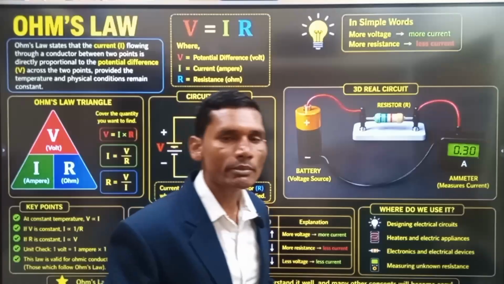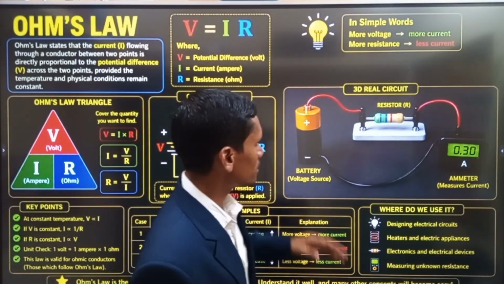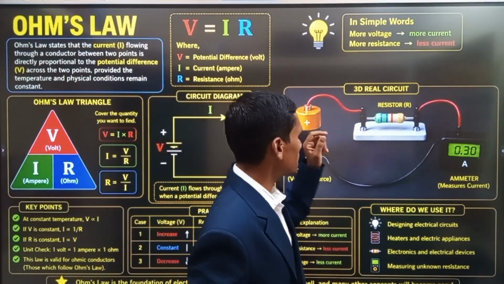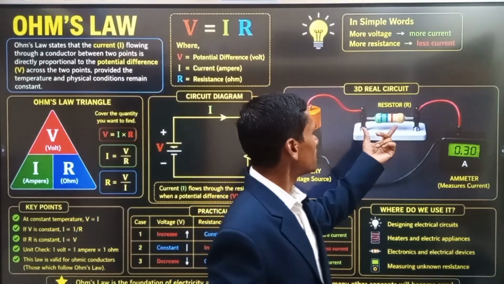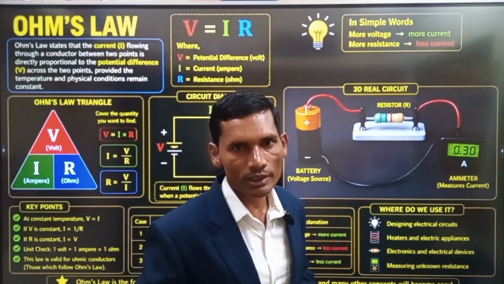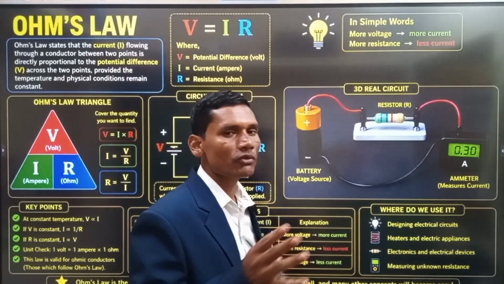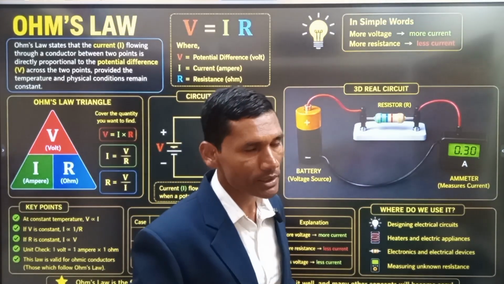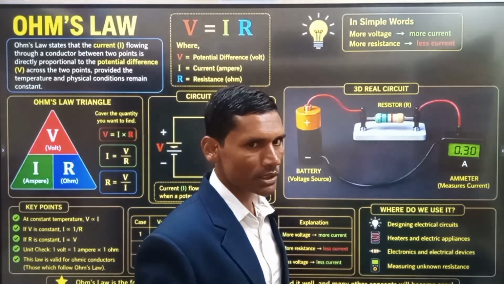In your textbook it is mentioned, Ohm's law states that in an electric circuit, the potential difference across the ends of a given metallic wire is directly proportional to the current flowing through it, provided the temperature remains the same. It is given, right? This is mentioned in the textbook.